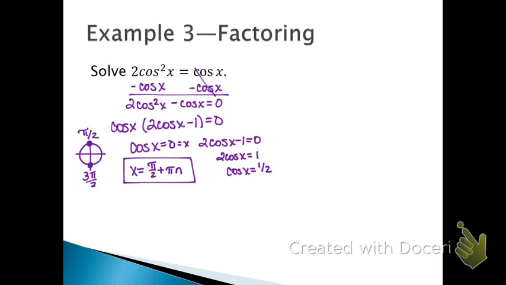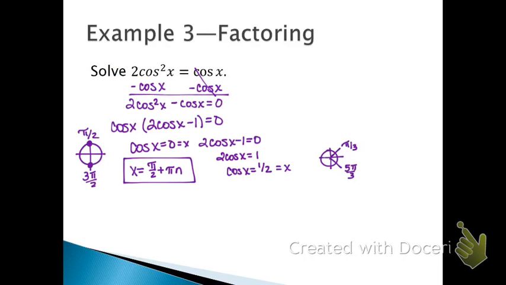Alright, so now cosine of x equals 1/2. Again, cosine is x over r. Unit circle r is 1. So we're just looking for where on our unit circle x is 1/2. So you said, what was that, pi over 3? Yeah. And the other, 5 pi over 3.